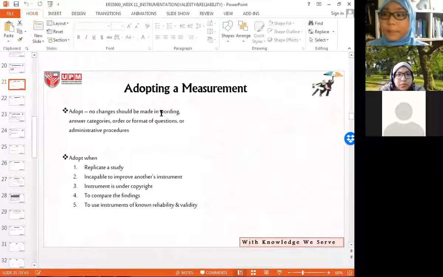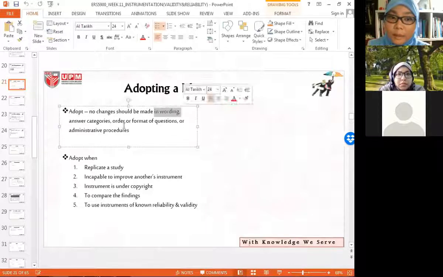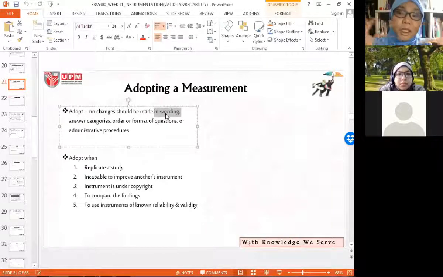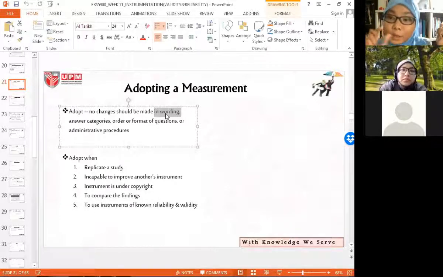Okay, adopt ke adapt? Okay, adopt ni meaning that when you have the instrument on your hand, okay, there shouldn't be any changes on the wording, answer categories. Wording ni meaning that you cannot change anything from the instrument. Okay, you should use 100% as the original version. You cannot change even one single word.